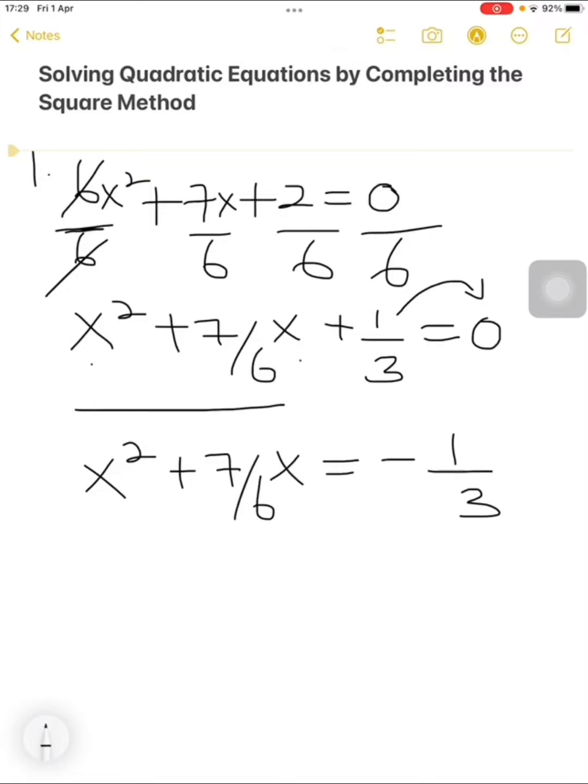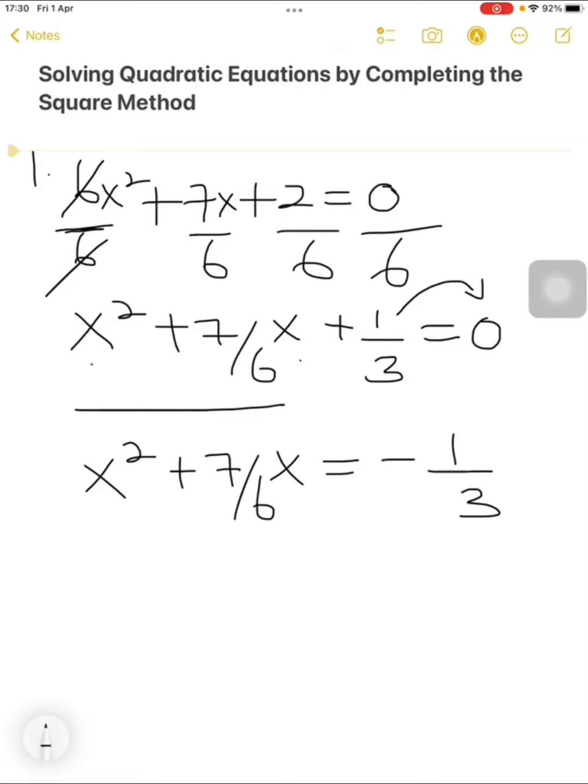That's the second step. The first step, make sure the coefficient of x squared is 1. Step number 2, make sure that on your left hand side you only have the terms where you can see x. Step number 3 is to add now the third term. Remember, the third step is now to add the third term on our left hand side. If you check at our left hand side, we only have two terms now, x squared and 7 over 6x. So we have to add the third term, and we still have to add it on the other side.